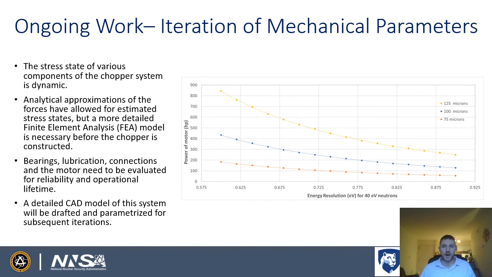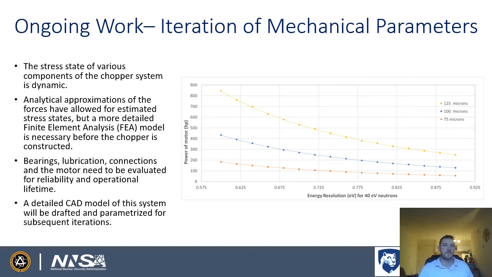We're also working on finalizing a mechanical design with the associated parameters of the physical neutron chopper itself. As is, the stress state is very complex, so it will require a finite element analysis model before the chopper is constructed. Other things such as bearings, lubrication, and connections need to be evaluated in a more detailed fashion to determine the reliability and operational lifetime of this mechanical neutron chopper. So the next step for this is to create a very detailed CAD model with parameterized systems for easy iterations.